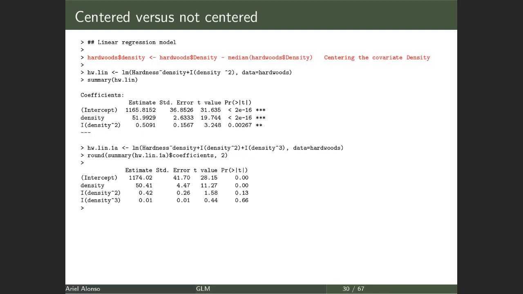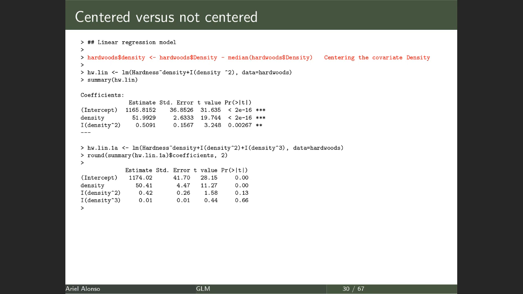Now, of course, we know that this is a problem of collinearity. When you are dealing with polynomials in linear regression, you get this problem very frequently. And a way of handling this problem is, well, you can use orthogonal polynomials, which is what you get in R with the poly function, and then you solve that problem. Another, more simple solution, is that you can sometimes center your covariate.